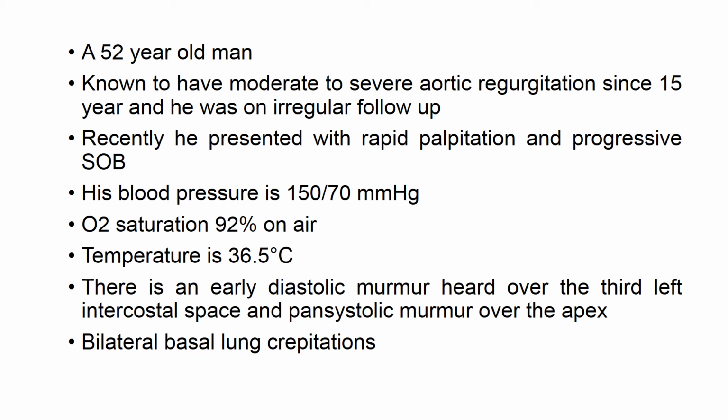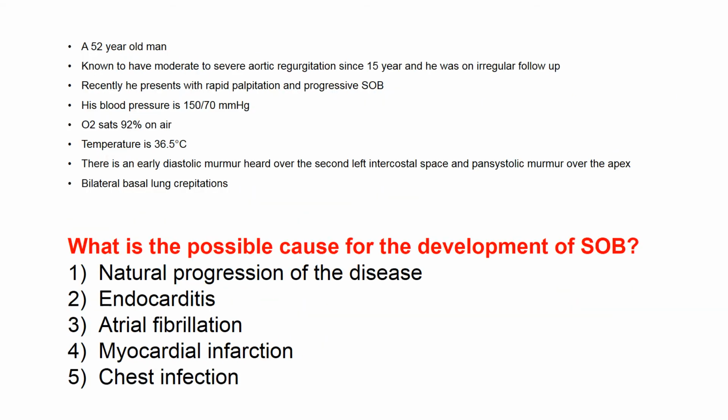There is an early diastolic murmur heard over the third left intercostal space with a pansystolic murmur over the apex. The patient has bilateral basal lung crepitations. What is the possible cause for the development of shortness of breath in this 52-year-old male patient? Is it natural progression of the disease? Is it endocarditis? Is it atrial fibrillation? Is it myocardial infarction or chest infection?